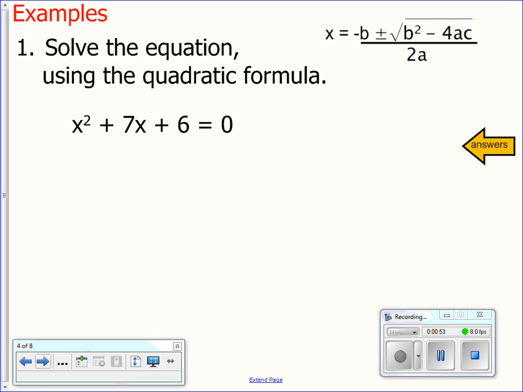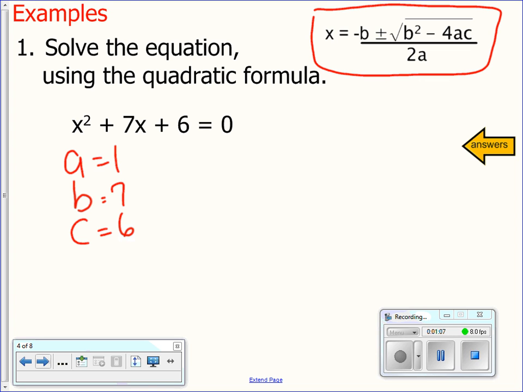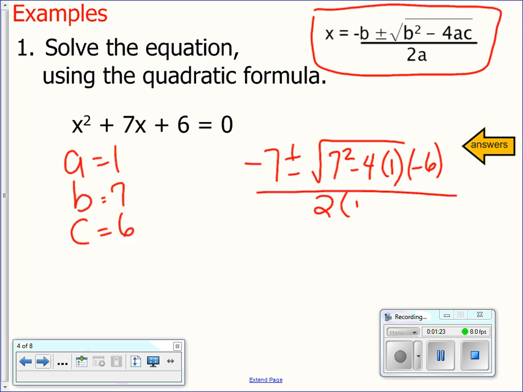All right, so our first one, we're going to start by identifying the a, b, and c. So a equals 1, b equals 7, and c equals 6. So we'll substitute those into our quadratic formula. So we have negative 7 plus or minus the square root of 7 squared minus 4 times 1 times 6 all over 2 times 1. So that gets us negative 7 plus or minus the square root of 49 minus 24 all over 2.